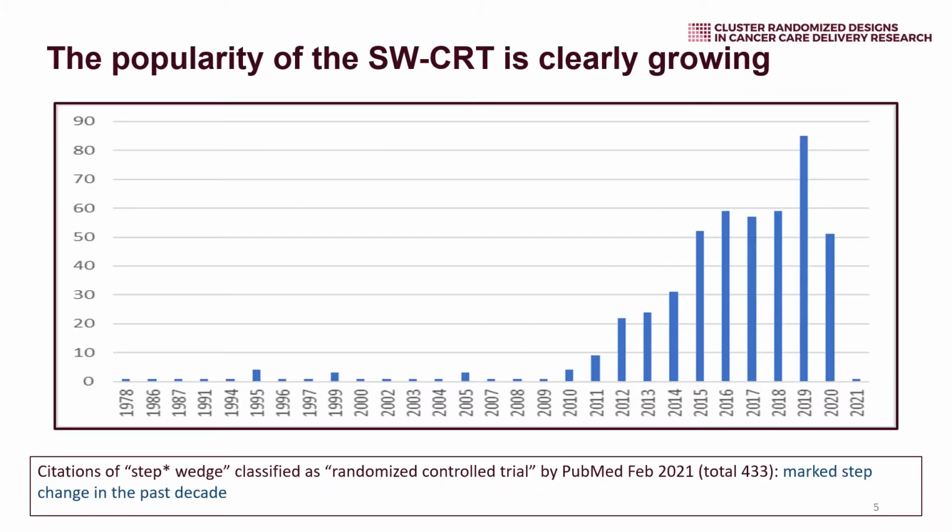So first of all, the popularity of the stepped wedge trial is clearly growing. This graph here illustrates how its popularity is growing by counting the number of citations of stepped wedge classifications in PubMed classified as randomized trials up to February 2021. And we can see that there's a marked stepped change over the past decade.